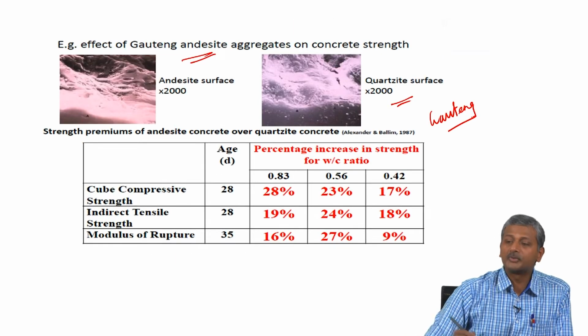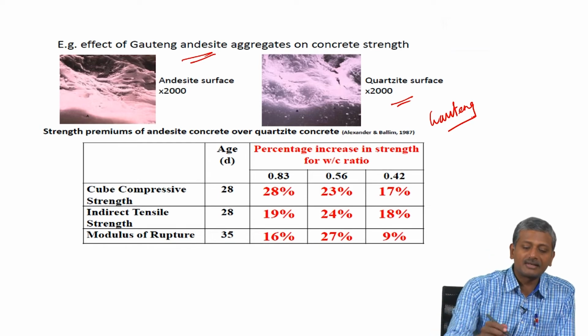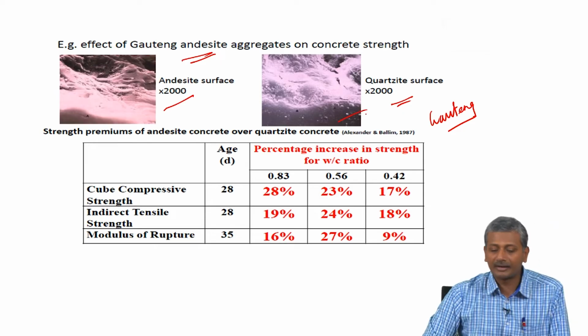Gauteng is where Johannesburg is located. So it is the province in which Johannesburg is located. So there they have andesitic aggregates available as well as quartzitic aggregate.